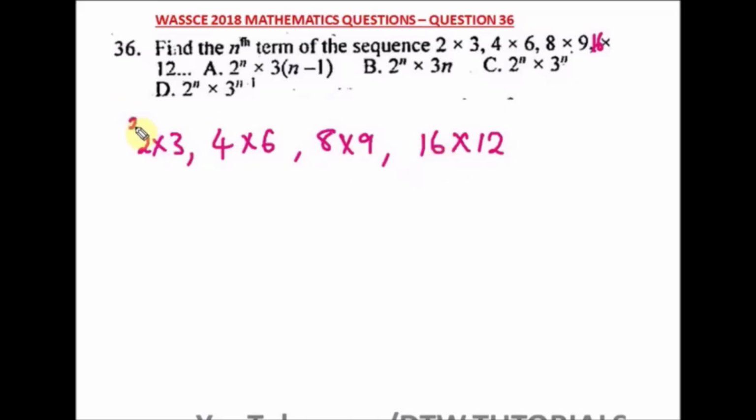So here we can say this is 2 raised to the power 1. This is 2 raised to the power 2. This is 2 raised to the power 3. And this is 2 raised to the power 4. Okay, so we've gotten the pattern for the first value.